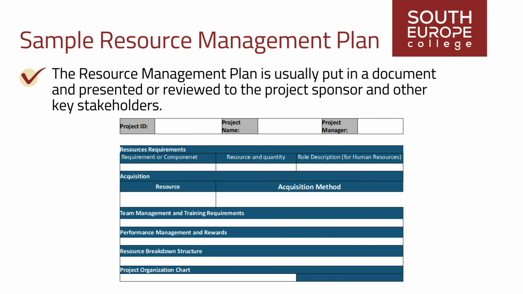The resource management plan is usually put in a document and presented or reviewed to the project sponsor and other key stakeholders, such as the project management office or the program manager, in case the project is part of a program, to ensure agreement and obtain approval on it. A sample resource management plan template is shown.